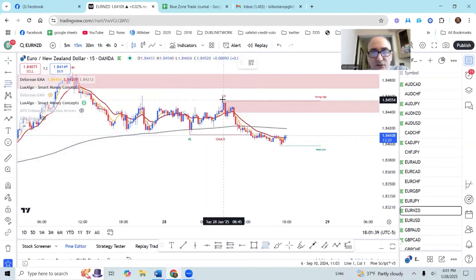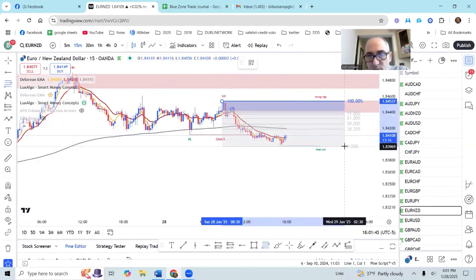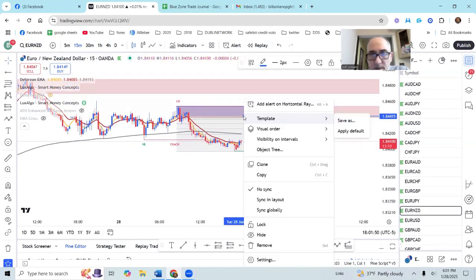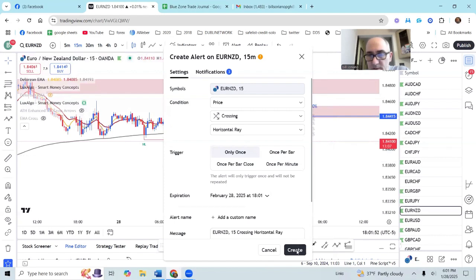This is the beauty of just trading on the 15-minute. We're not looking at any higher time frames. We're just staying on the 15-minute. Right, and there's our alert right there.